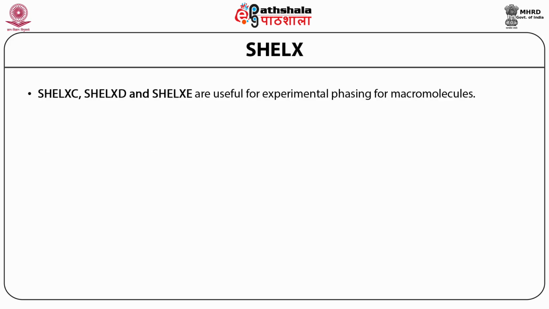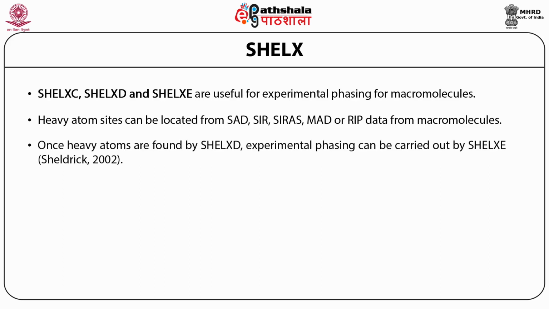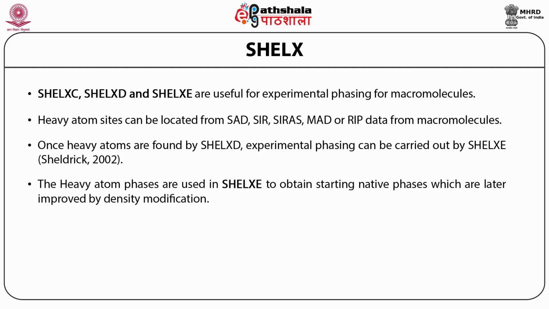SHELX-C, SHELX-D and SHELX-E, all these programs which come out from Professor Sheldrick's lab, are useful for experimental phasing for macromolecules. Heavy atom sites can be located from SAD, SIR, single isomorphous replacement combined with anomalous scattering, or MAD, or RIP, radiation induced phasing data from macromolecules. Once heavy atoms are found by SHELX-D, experimental phasing can be carried out by the program called SHELX-E, phase extension and refinement. The heavy atom phases are used in SHELX-E to obtain starting native phases, which are later improved by density modification.